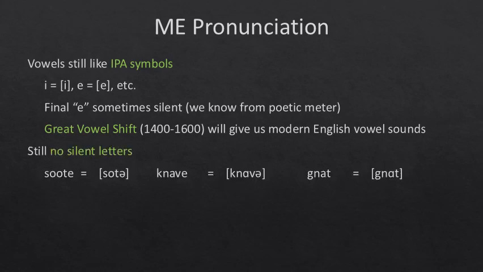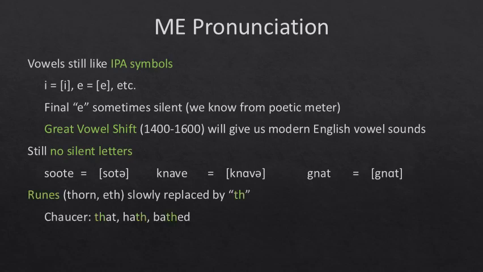There are still no silent letters, except, as I mentioned, the final E, schwa, could be omitted. Runes are slowly being replaced by thorns. I mentioned that on the last slide, I guess. In the Chaucer excerpt we're going to look at in a moment, notice that Chaucer writes that and hath and bathed with THs, and not with eths or with thorns.